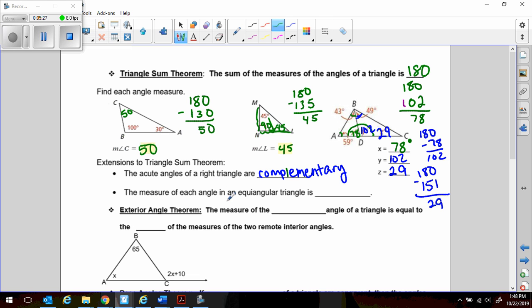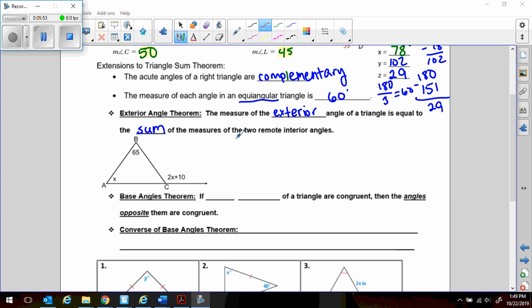The measure of each angle in an equiangular triangle, this means all angles are equal, is, I just talked about this earlier, 180 divided by 3, which is always going to be 60. They're always going to be 60 degrees. This is something that they're going to expect us to know. The exterior angle theorem. This is a very important theorem.